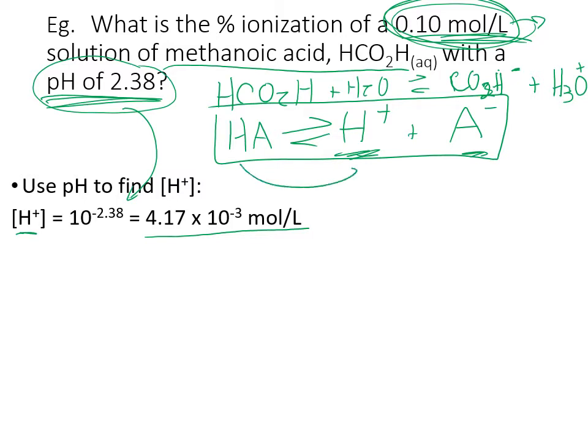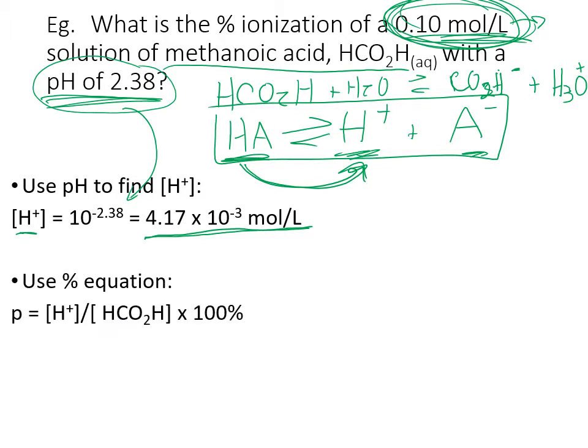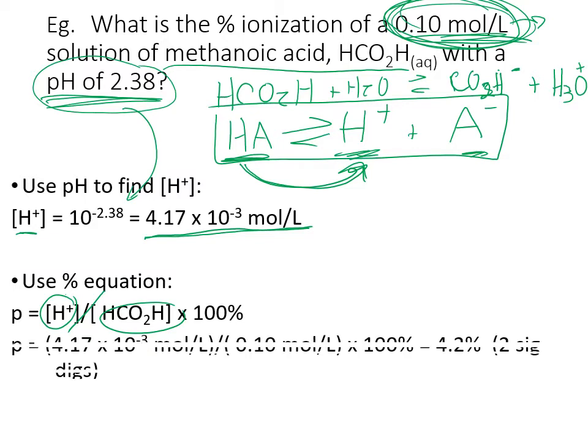So the amount that actually did dissociate was 4.17 times 10 to the negative 3. Now we started with 0.1 moles per liter of this acid, and only 4.17 times 10 to the negative 3 actually dissociated. If we express that as a percentage, we have our percent ionization. Take the portion that did dissociate, which is the amount of hydrogen ions that were created, divide it by the total amount that we had, the 0.10 moles per liter, multiply by 100, and we should end up with 4.2%, using 2 significant digits, as we have our concentration in 2 significant digits, and the decimals on the pH, because it's a logarithmic scale, there are 2 decimals, so that's also 2 significant digits.